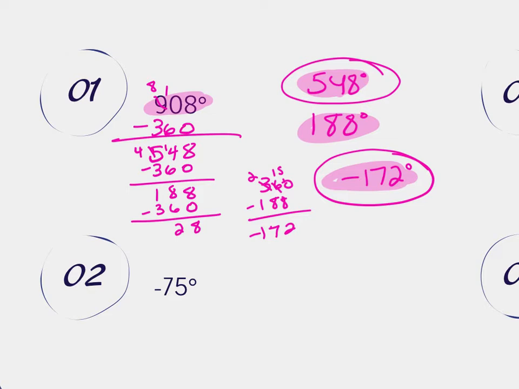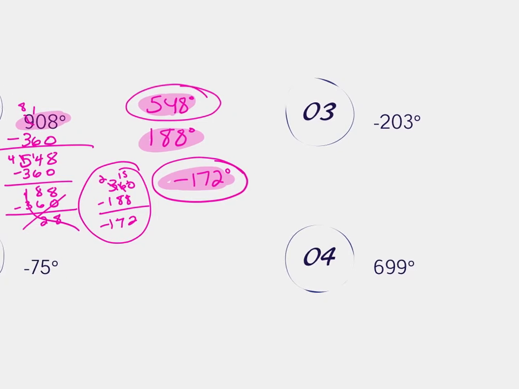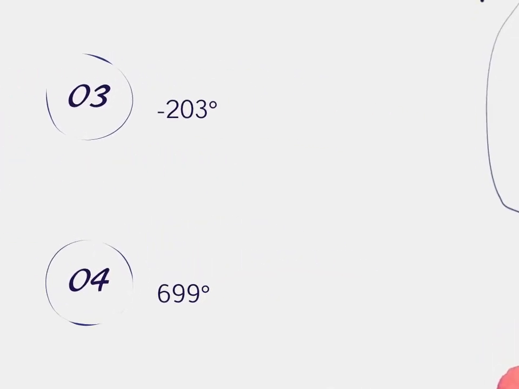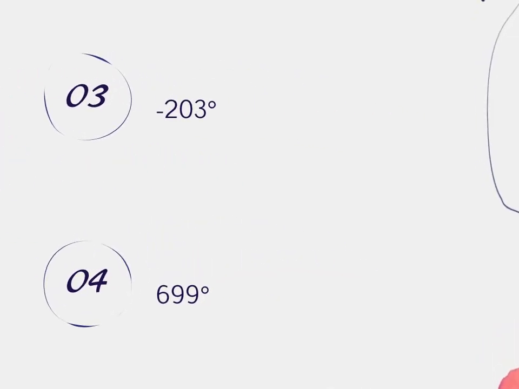I have to switch the order. So if it's already negative, then we just stop at the first negative one we get. So the answer would be negative 172.